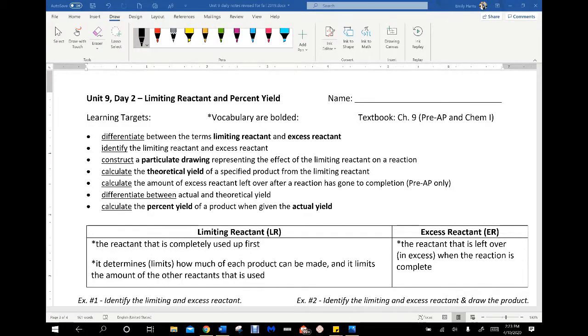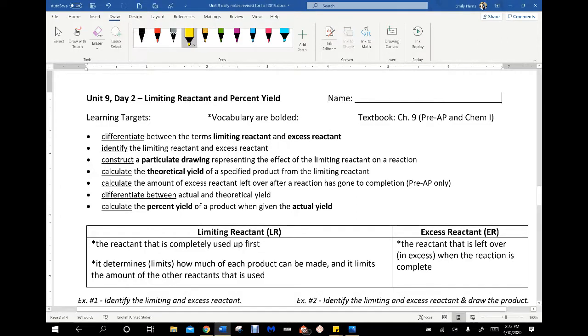Welcome to lesson 2 of Unit 9. Today's lesson is called Limiting and Excess Reactant. What we're going to do today is take some of the basic stoichiometry principles that we learned from lesson 1 and apply them to more of a real-life lab scenario, where instead of just being given one reactant, you're given all of the reactants, and we're trying to figure out how much product we will actually get as a result of combining all the reactants together.